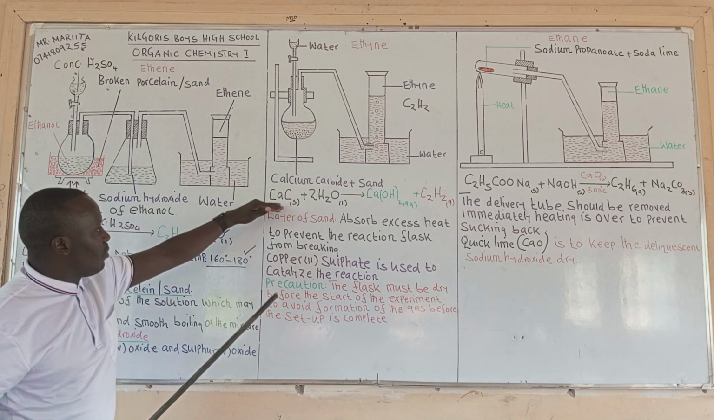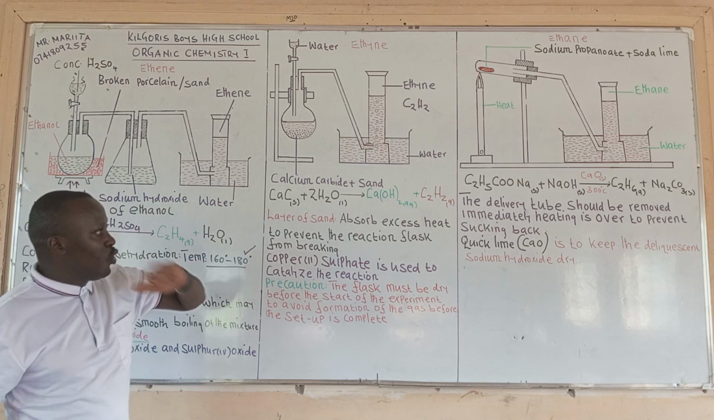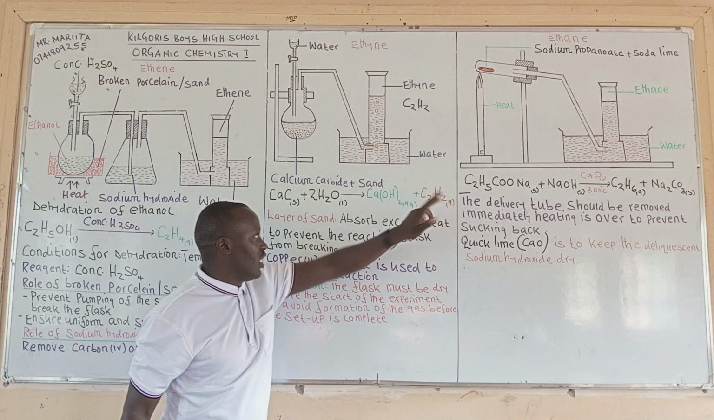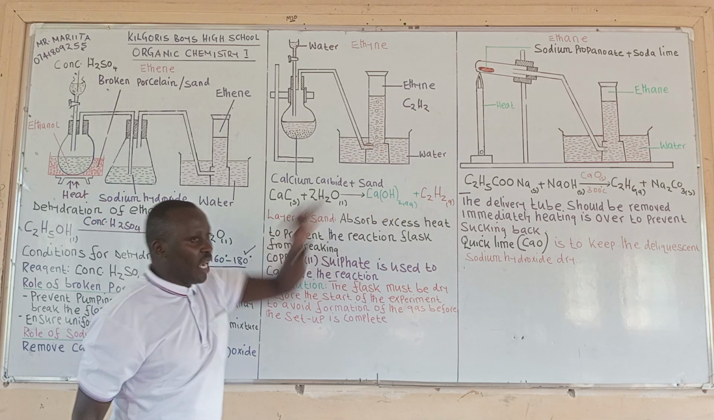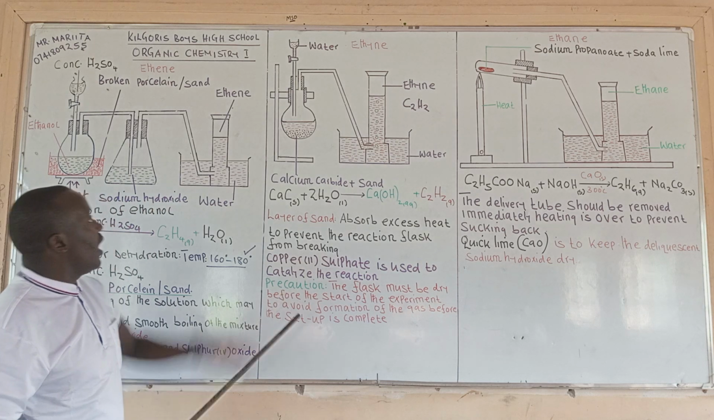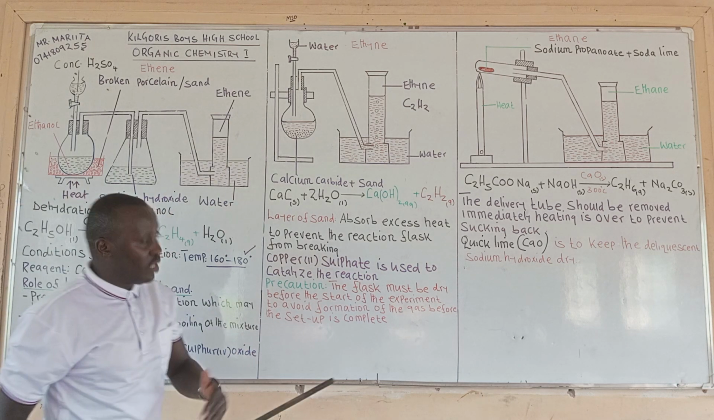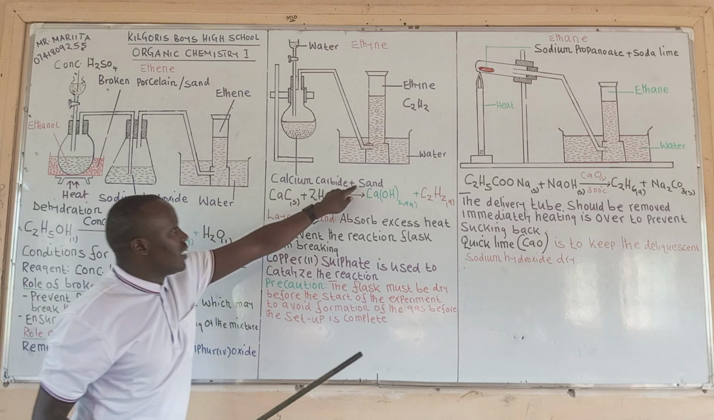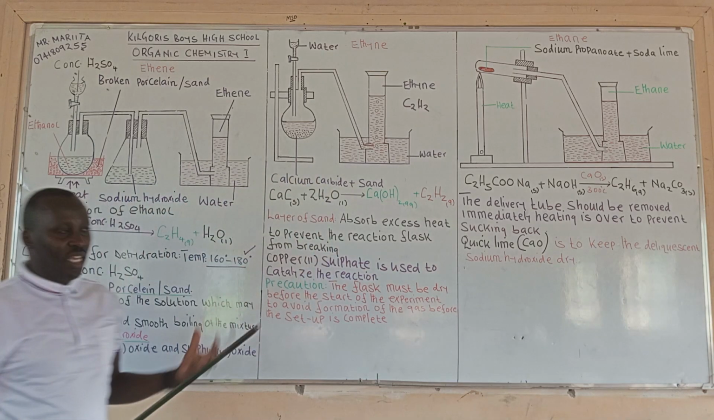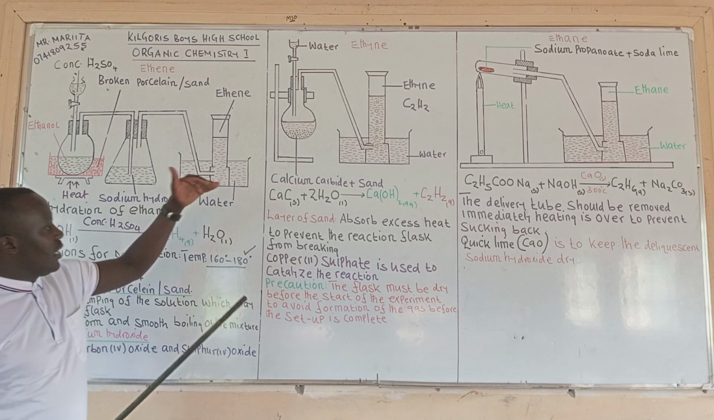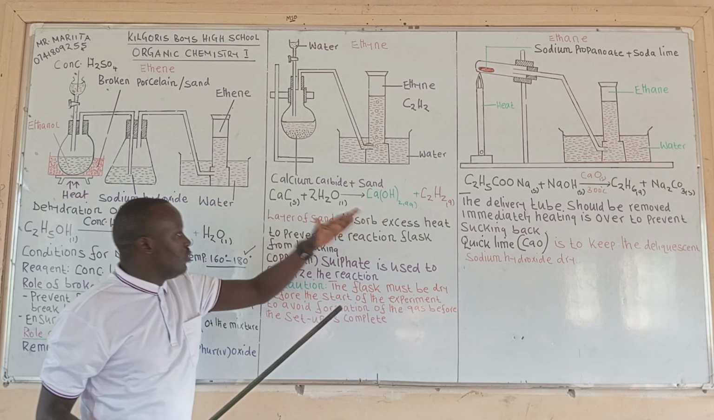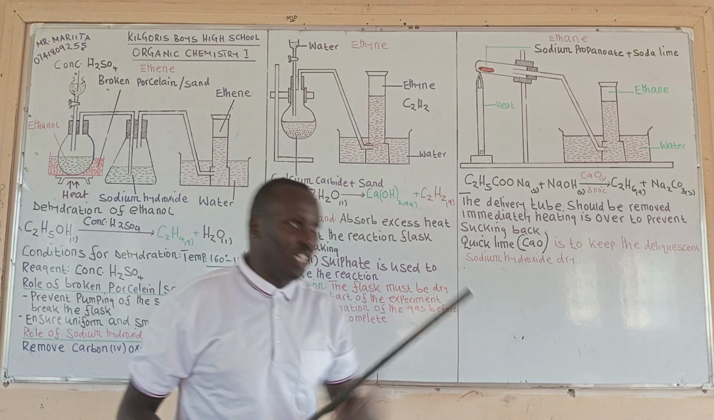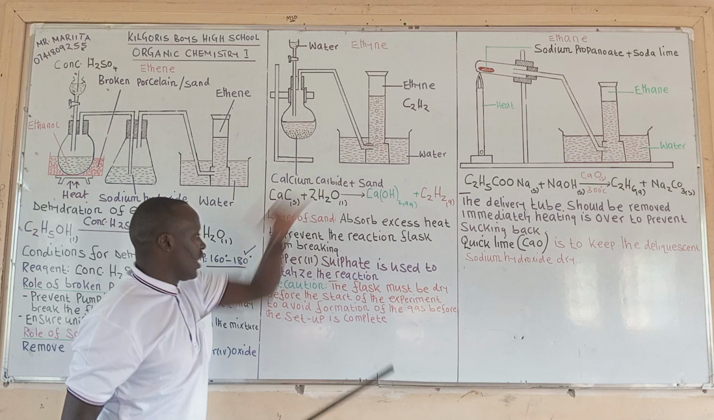So if you have calcium carbide reacting with water, you will get ethyne gas with the two carbons and the two hydrogen, and of course we have the calcium hydroxide there. And again there is a layer of sand. What do we have here? We are talking about calcium carbide plus sand. What is the purpose of sand here? In this experiment, the purpose of sand is to absorb excess heat, preventing the reaction flask from breaking. That is the reason why we have the sand there.